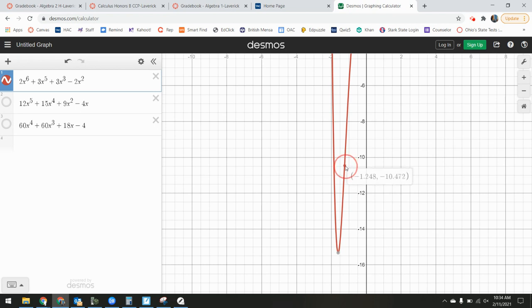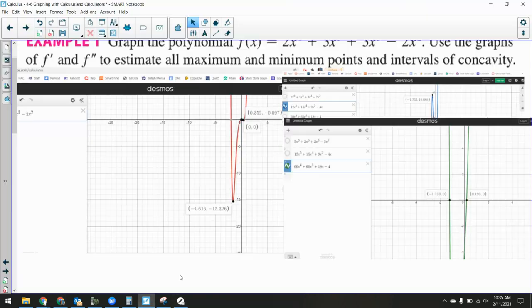So now I can identify intervals of increase and decrease, inflection points, and intervals of concavity as well. Okay? Like we had before, write it out. You say, okay, because I know that the zeros of the second derivative are negative 1.233 and 0.193, I know that the inflection points are at negative 1.233 and 0.193.